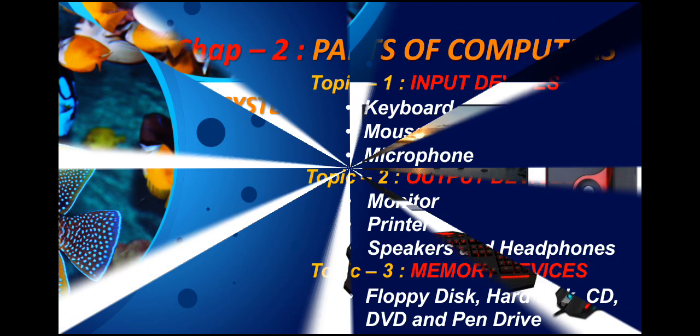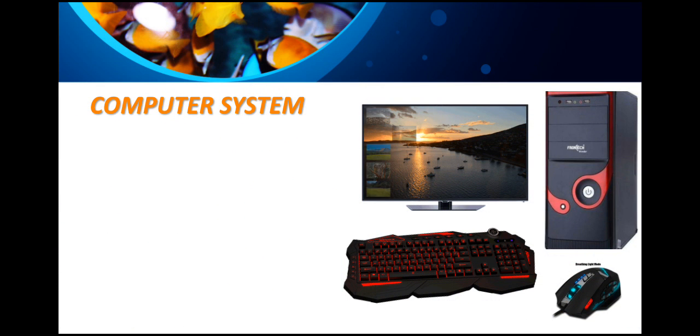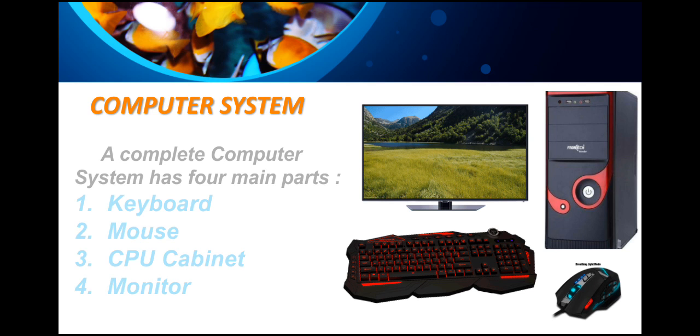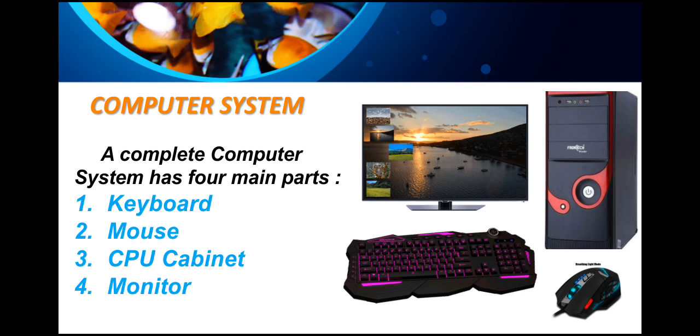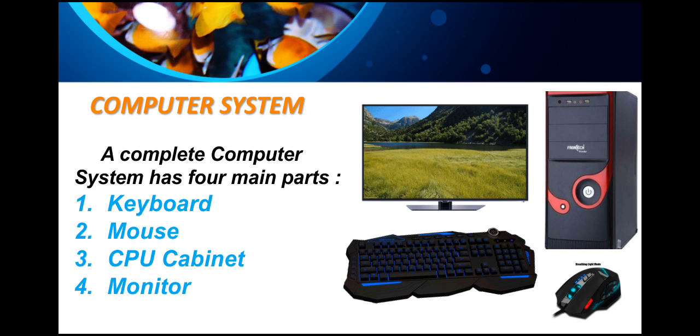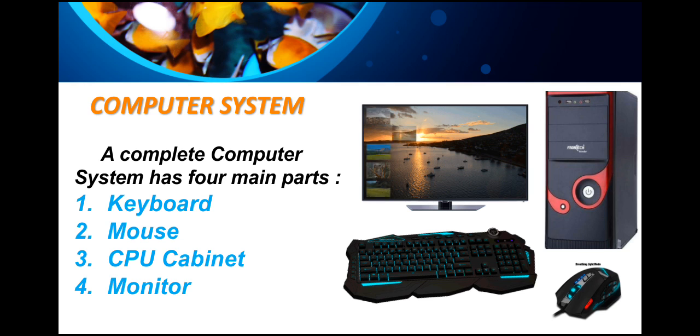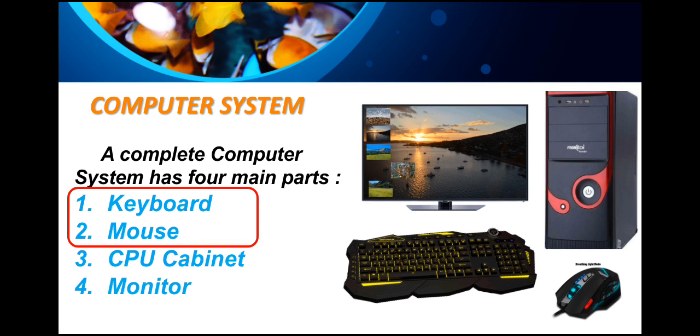Okay, let's talk about computer system. So what is a computer system? As we have discussed earlier in the previous chapter, a complete computer system has four main parts: monitor, keyboard, mouse and CPU. All these four parts combine together to make a complete computer system. Today we will discuss two devices of this main computer system.